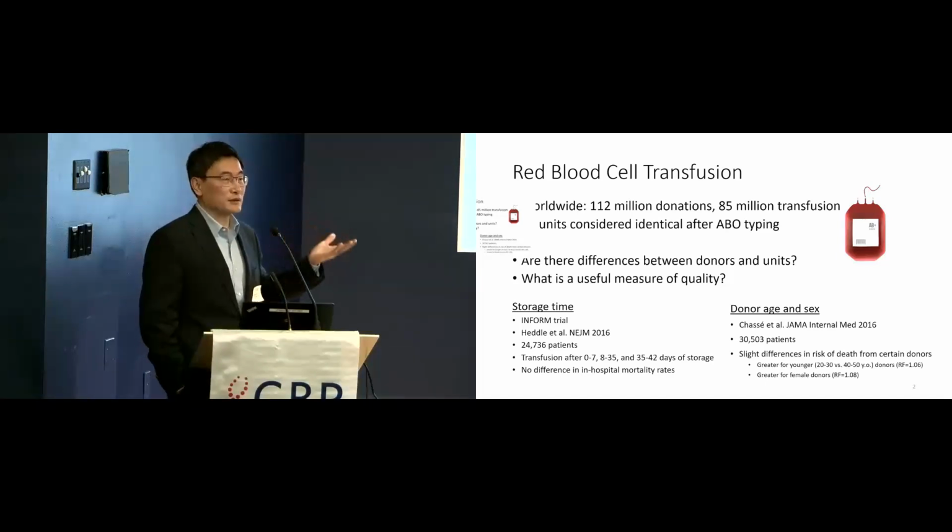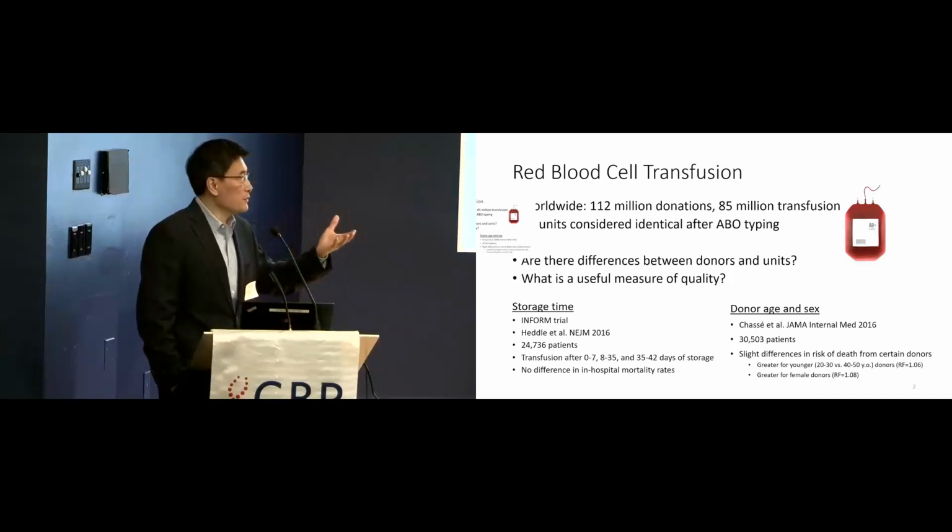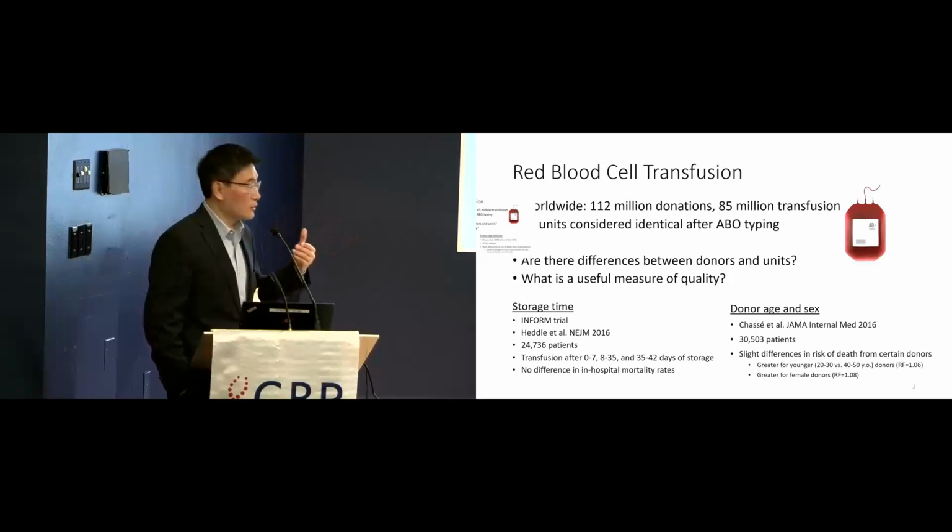Because right now we basically consider them the same, even though each unit comes from a different person; once we do ABO typing, they're basically considered the same. Also, what are some ways that we can measure quality? Are there more sensitive recipients that should be allocated higher quality bags, versus others for whom it doesn't matter?